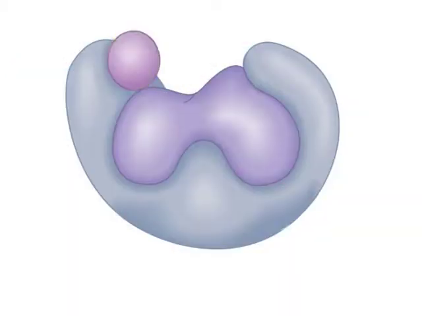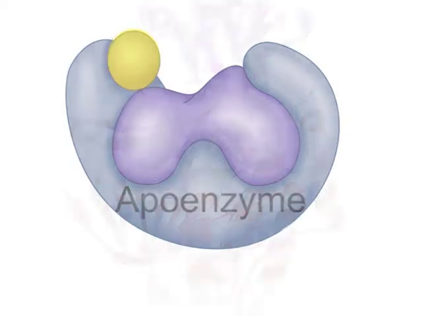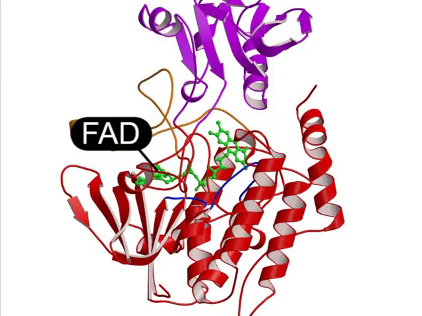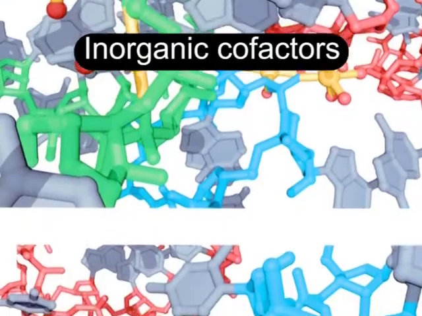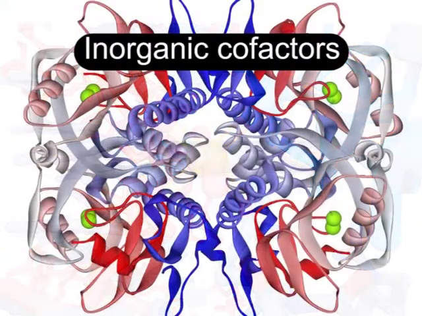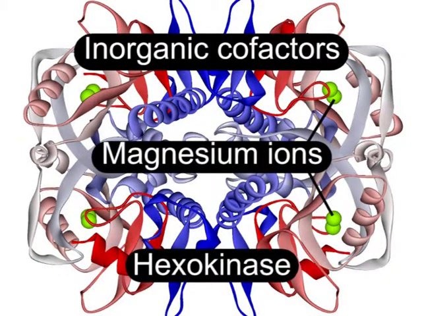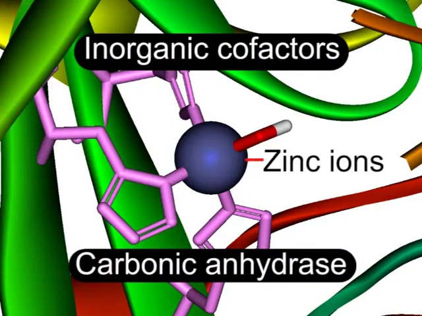Coenzymes are associated with apoenzyme only during the process of catalysis. Example, FAD and NAD. Inorganic cofactors are metal ions. Example, magnesium ions for hexokinase, zinc ions for carbonic anhydrase.